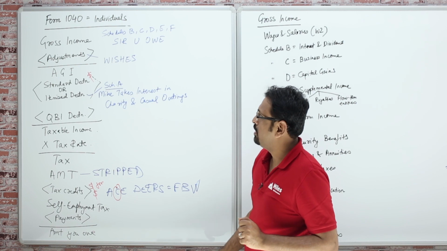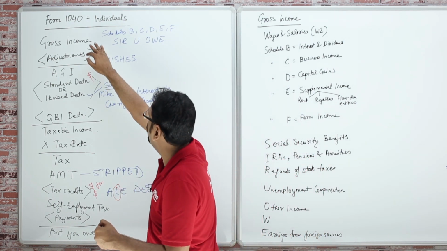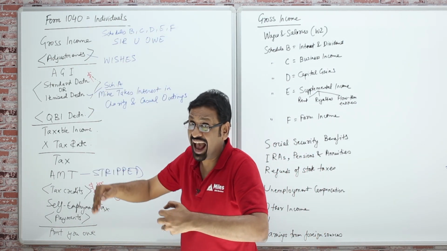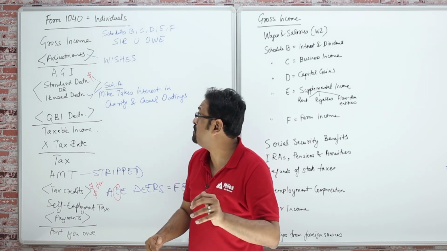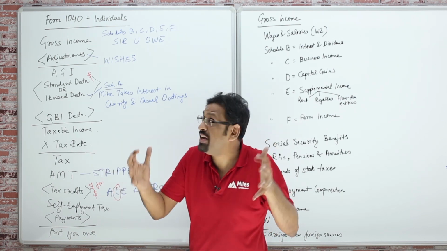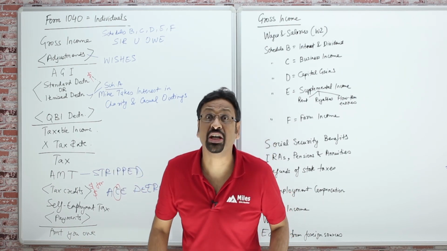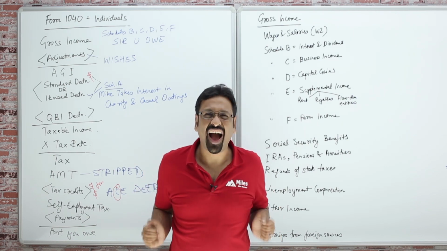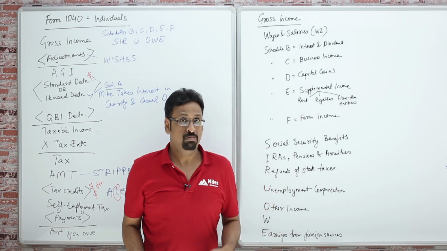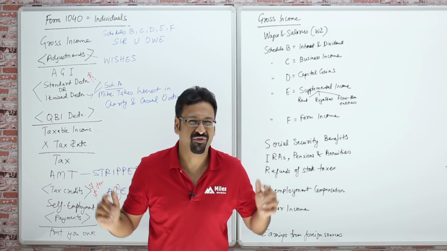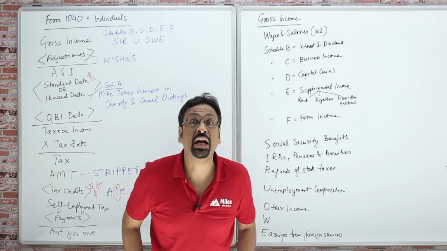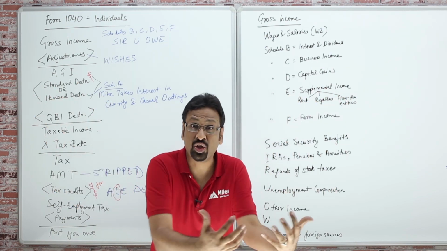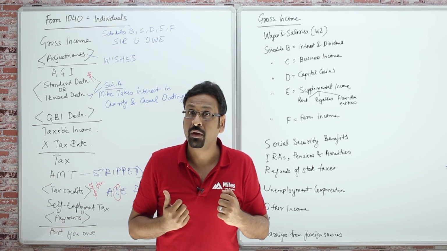As we discussed, your gross income would include a bunch of schedules and individual line items, which we summarize using our mnemonic Sir You Owe. It's like Uncle Sam telling you, Sir, you owe. You've earned all this gross income, now you owe taxes to Uncle Sam.